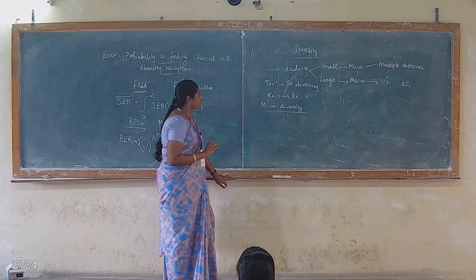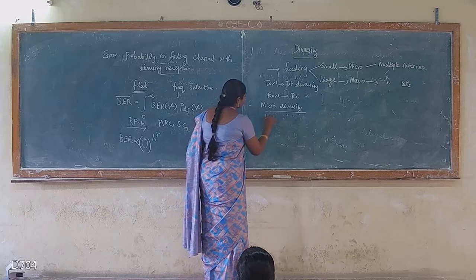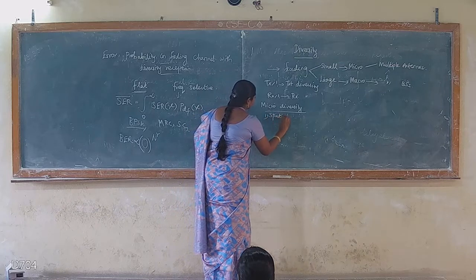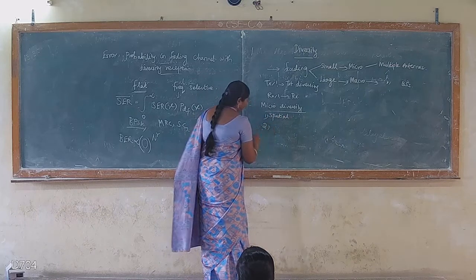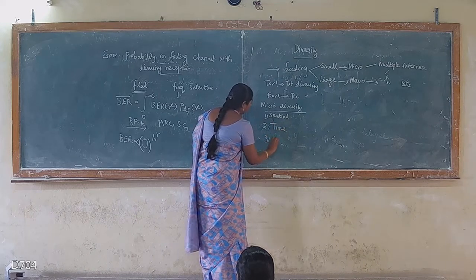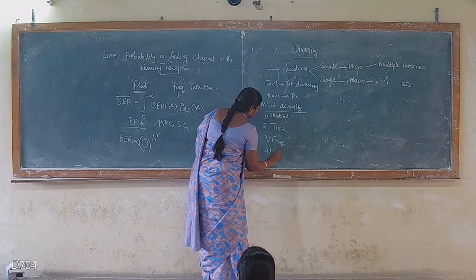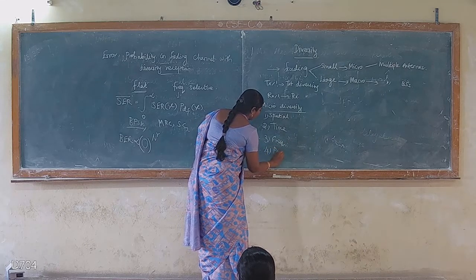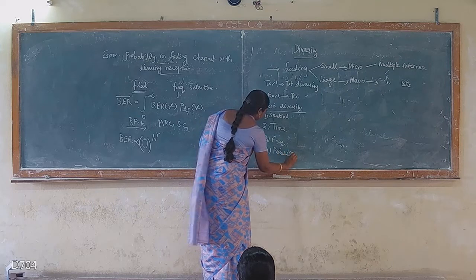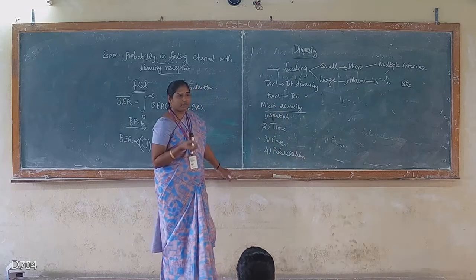So micro diversity, what are the different types of micro diversity? Spatial diversity, time diversity, frequency diversity, polarization diversity. So these four are the different types of micro diversity.